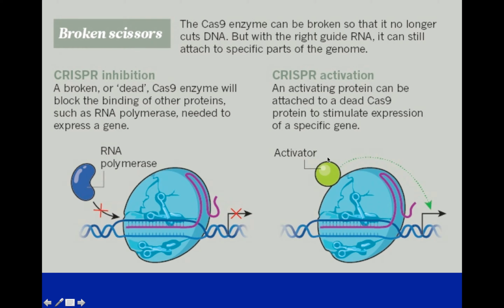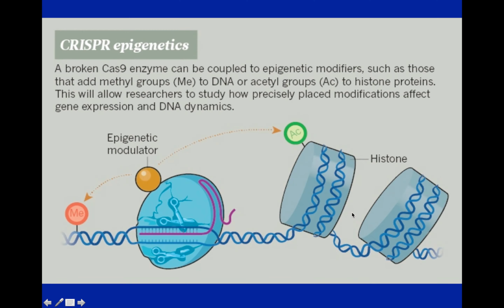What if you brought in an activator? Something that interacts with the mediator complex, for example. You could actually stimulate expression of a specific gene if you target this to the right sequence. A broken Cas9 enzyme can be coupled to epigenetic modifiers, such as those that add methyl groups to the DNA. If you add methyl groups to your DNA, you're going to most likely shut down the expression from this gene. On the other hand, if you acetylate histones, you could activate a region of chromatin.